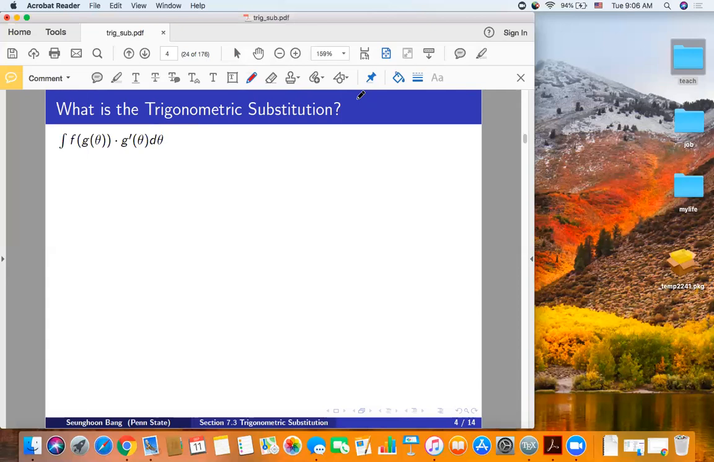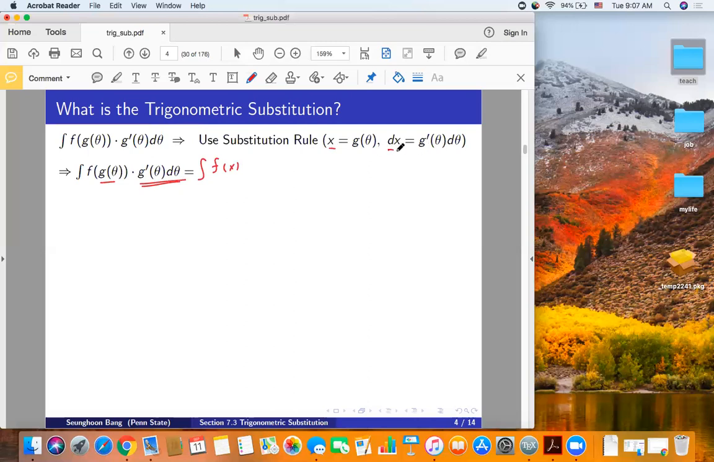Like a problem given as the integral of f of g of theta times g prime of theta d theta, you can use u substitution. But I don't want to use u. Let x equal the inner function g of theta. So dx is g prime of theta d theta. You substitute. This is the integral of f of g of theta, which is x, times g prime of theta d theta, which is dx. This is called the substitution rule.